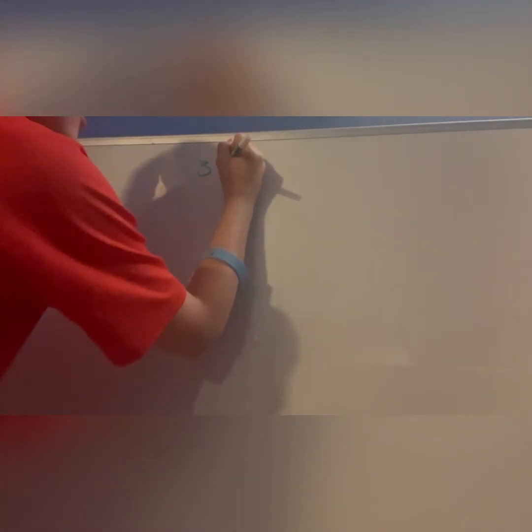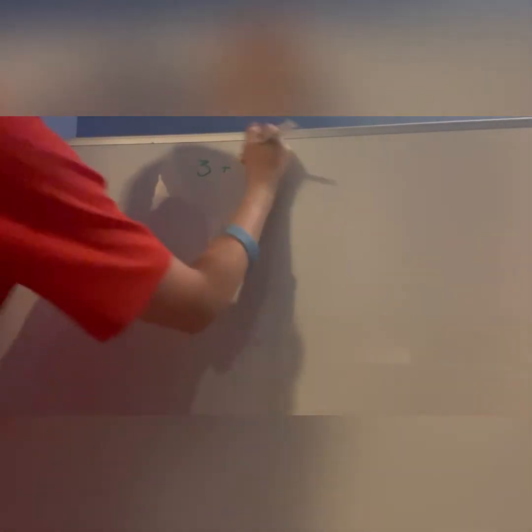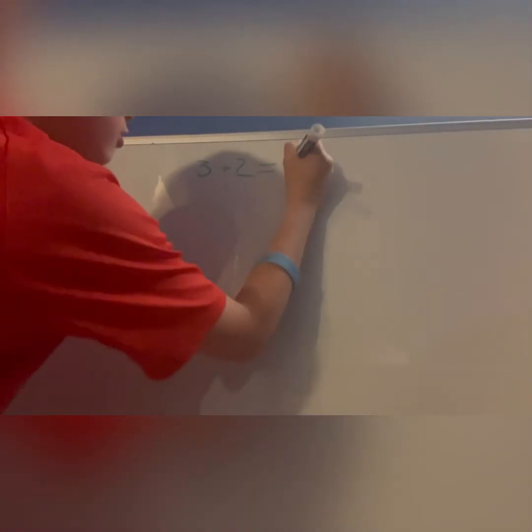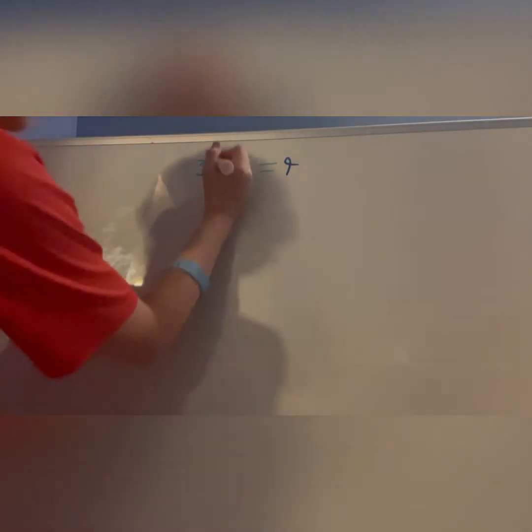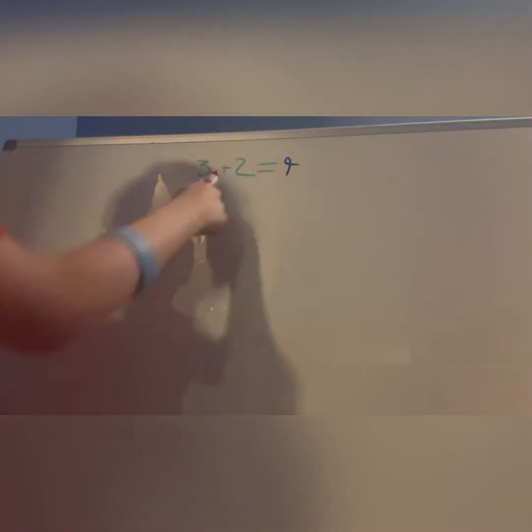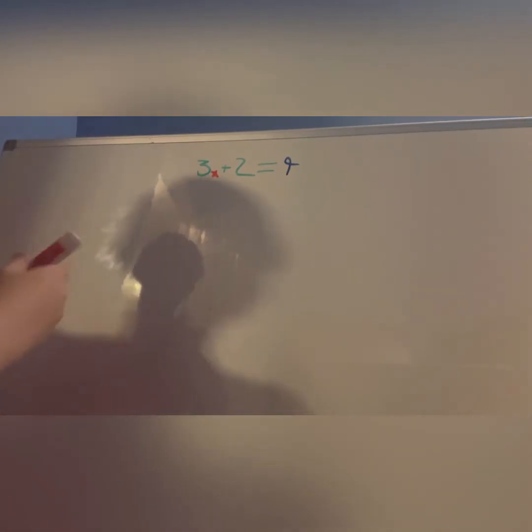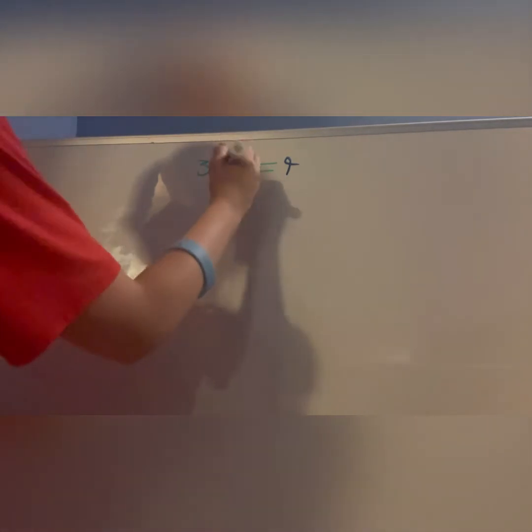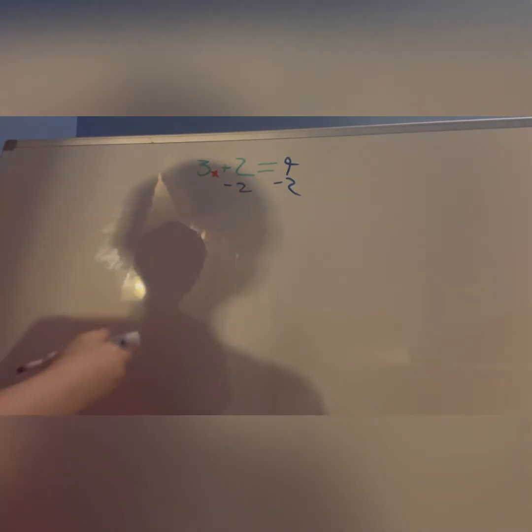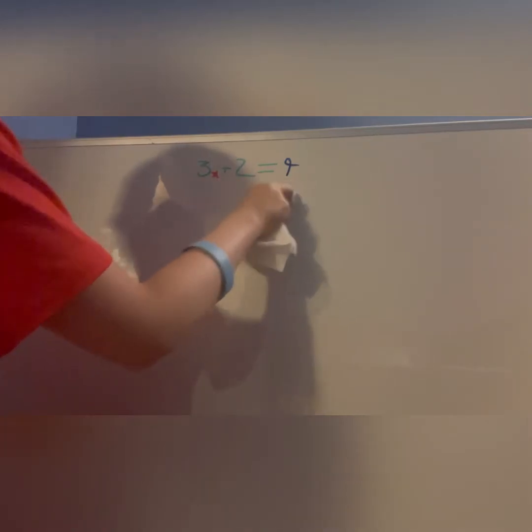So let's say 3x plus 2 equals 9. Now first step. We're not gonna subtract it first.